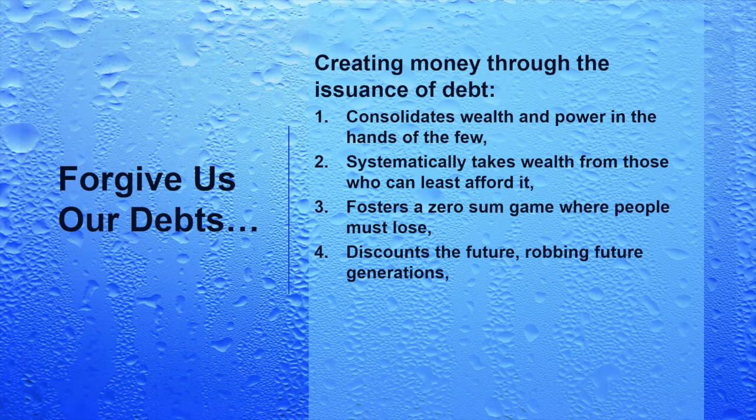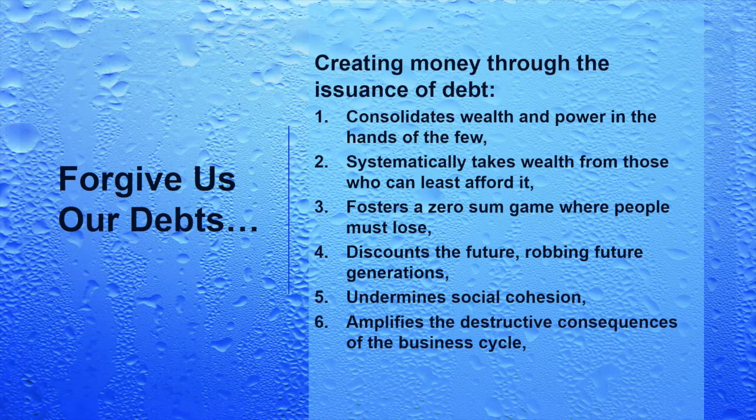The inflation driven by the positive interest money we use discounts the future, and that robs future generations of their birthright. It undermines social cohesion. It amplifies the destructive consequences of the business cycle. After all, when the economy falls into disrepair, the banks pull back their credit, which in turn causes more businesses to fail and more people to be unemployed. And likewise, when the economy is booming, credit's readily available and the bank debt money fuels the bubbles that cause the economy to collapse later.